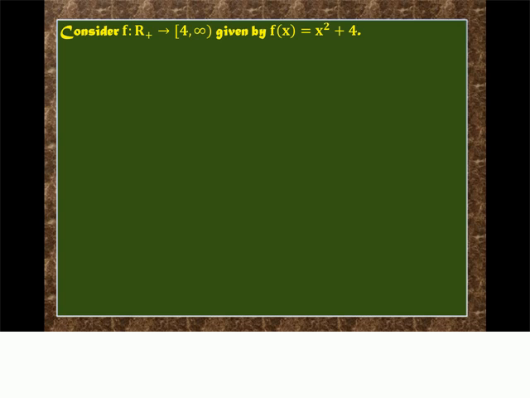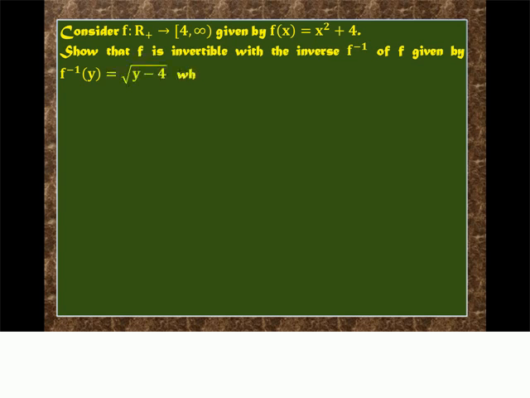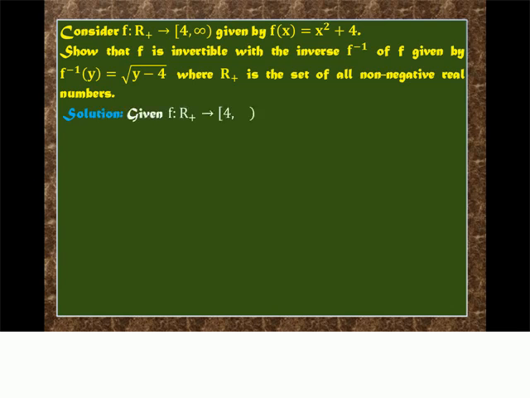Show that f is invertible with the inverse of f given by f inverse of y is equal to root of y minus 4, where R plus is the set of all non-negative real numbers. So here the function is given, f from R plus to the closed open interval [4, infinity), and is defined as f of x is equal to x square plus 4. Let us say f of x is equal to y.